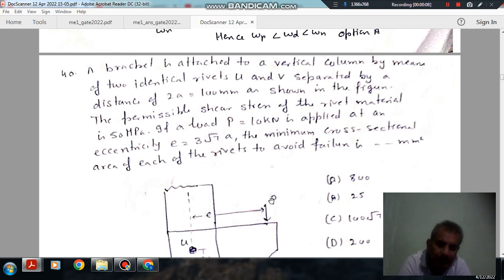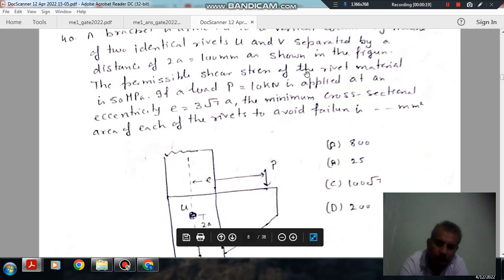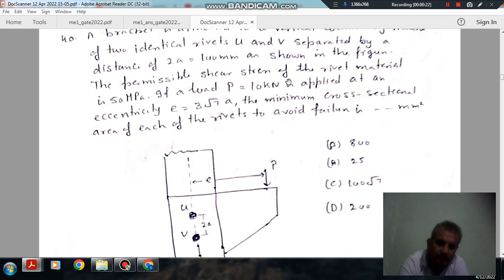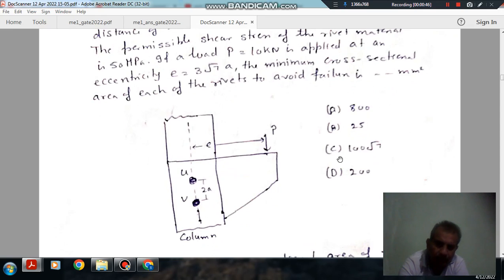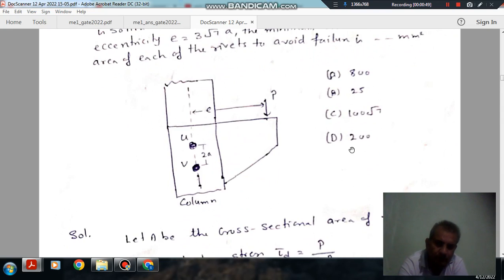Question number 40: a bracket is attached to a vertical column by means of two identical rivets U and V, separated by a distance 2a equal to 100 mm as shown in the figure. The permissible shear stress of the rivet material is 50 MPa. If a load P equal to 10 kilonewton is applied at an eccentricity E equal to 3 root 7 a, the minimum cross sectional area of each of the rivets to avoid failure is: option A 800 mm square, option B 225, option C 100 root 7, option D 200.